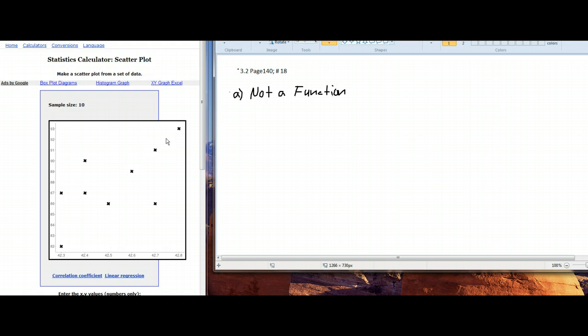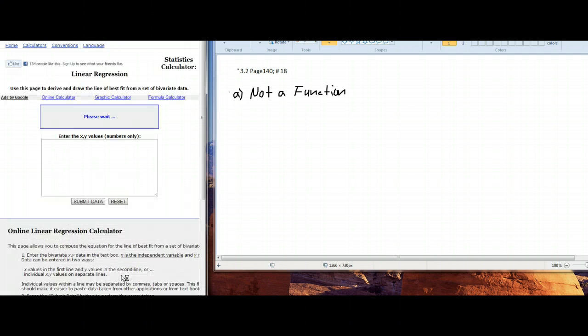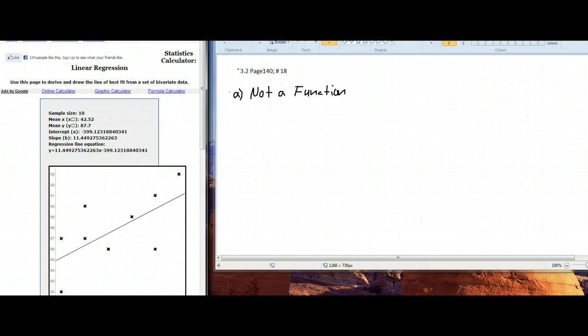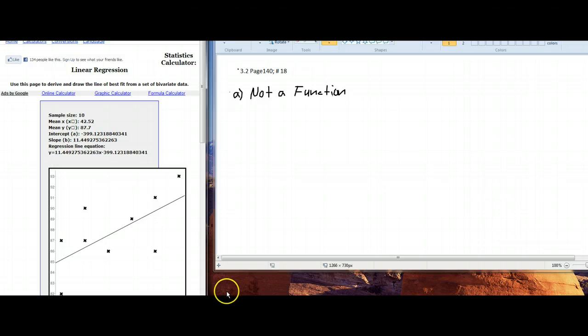What we're going to do next is a linear regression. So here I click on linear regression. In class, we will go over how to do a linear regression on the calculators. Now, if we take a look, this line here represents the line of best fit for this data.